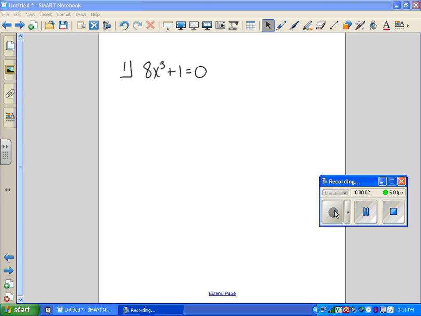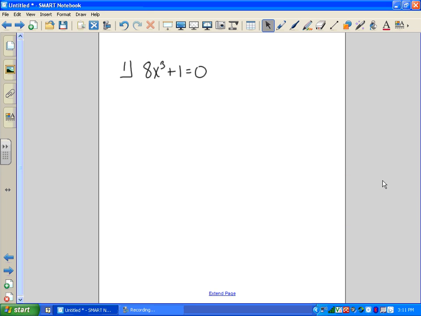Okay, number one, let's take a look at this one. What we've got here is a binomial. It's a cubic, and so notice 8x cubed and 1 both would be perfect cubes. So I've got a sum of perfect cubes.